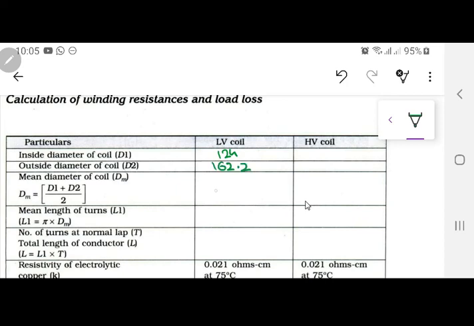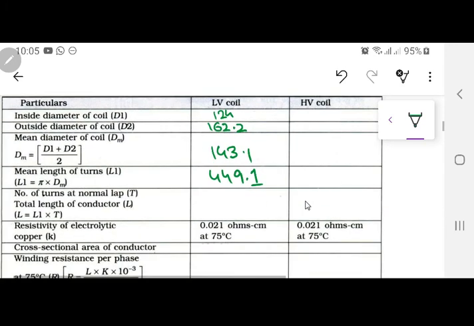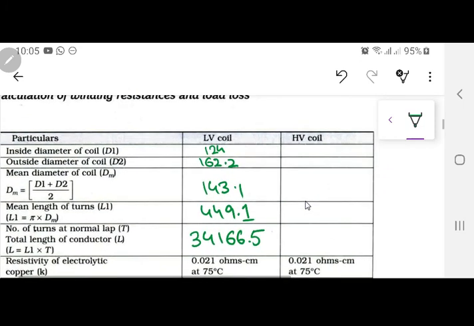Mean 143.1. What was the mean length? 449.1. And what was L length? 34166.5. This is in millimeter. Still, please remember the high voltage coil data. This is just a repetition from the previous table, nothing fancy.